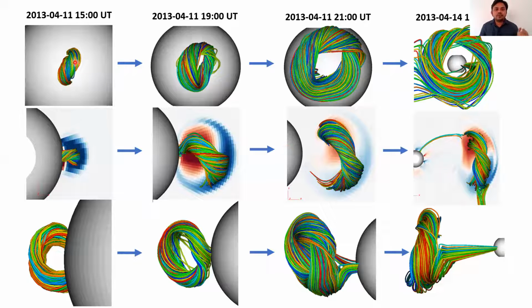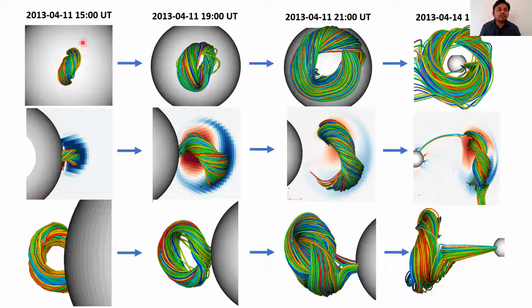So here you can see there are 3 rows. In each row, you see the temporal evolution of the spheromak. Here, for demonstration purposes, I have only plotted the magnetic field lines so that you can pinpoint the magnetic axis of the spheromak. So all these 3 rows are the temporal evolution of the spheromak, but from different viewing angles.